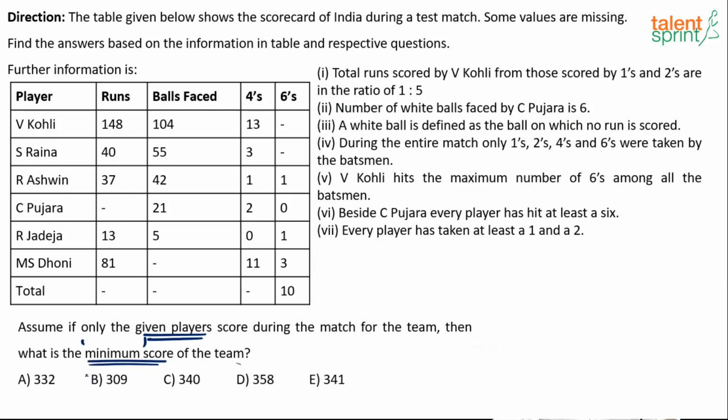So in this case we have minimum score. How do you get the minimum score? Minimum score of the team is nothing but this total. But minimum score of Pujara, how do you get that? For Pujara to score minimum runs, he has faced 21 balls, we know. When can we say he has scored minimum? Only when we consider least number of singles, least number of twos, least number of fours and least number of sixes for Pujara. So minimum score for Pujara can be taken as what?